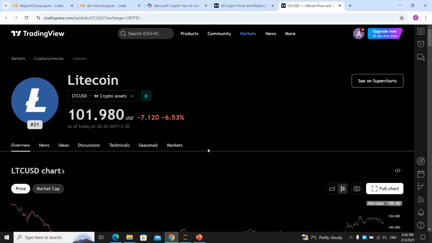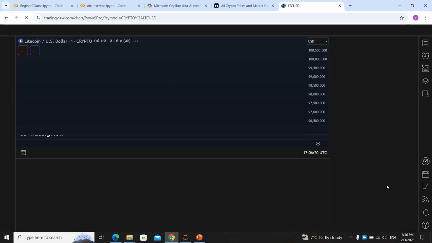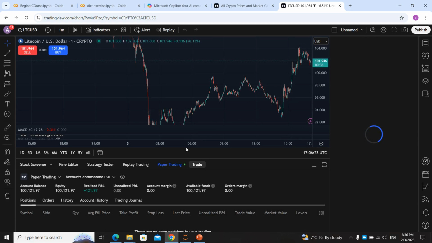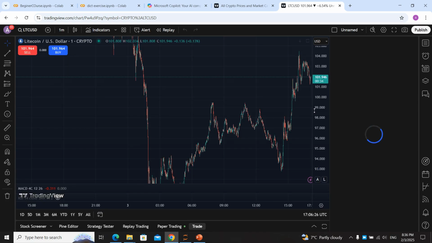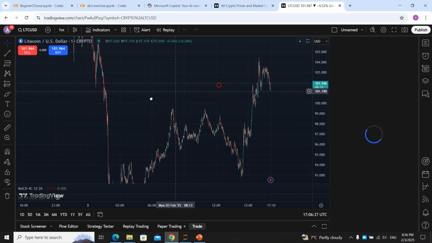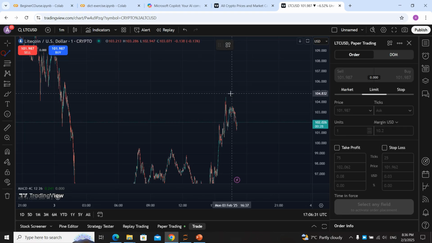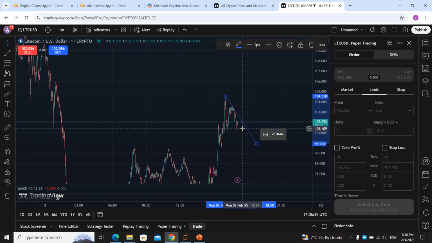Okay everyone, we are back and we are going to trade our Litecoin and see what happened. Let's go to our full chart. And we have it here. Let's see how the market is looking. The market is looking great and I think it's going to raise its price too.